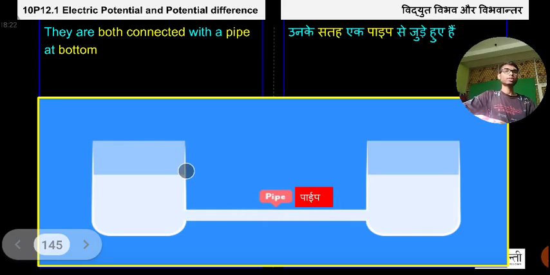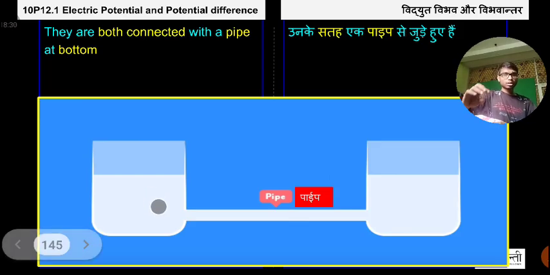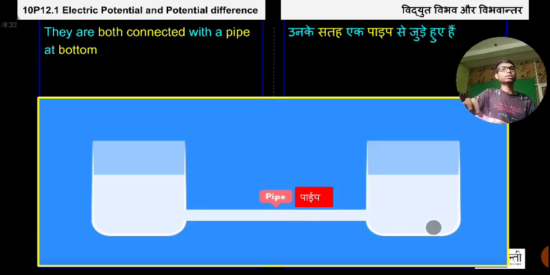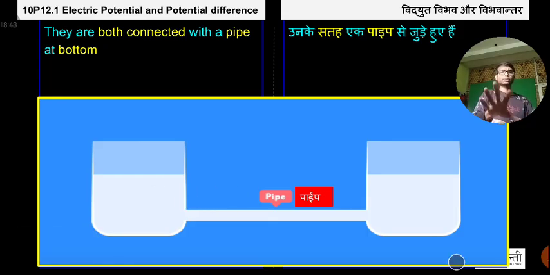But if it is like that, then what will happen? Then the water level will be less in this one, like that you will see. Now we are observing that the amount of water in both is still the same.